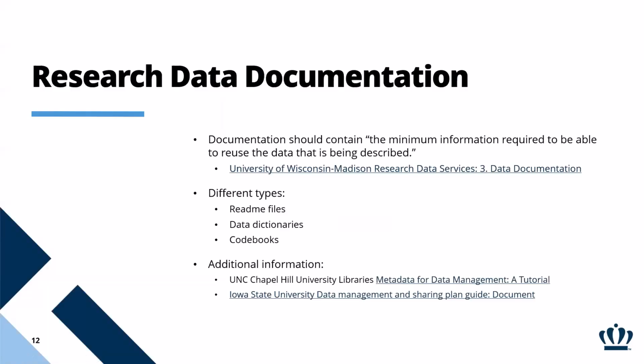It should contain the minimum information required to be able to reuse the data that's being described. There can be different types of documentation: README files, data dictionaries, codebooks. If you're writing scripts, code, and software itself, you could have inline commenting so that other people know what it's about at that specific point in the code.